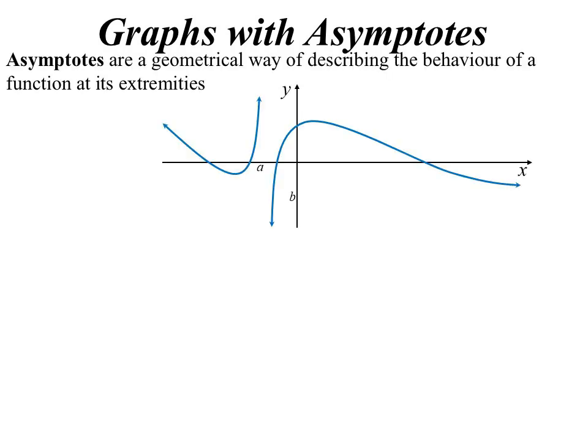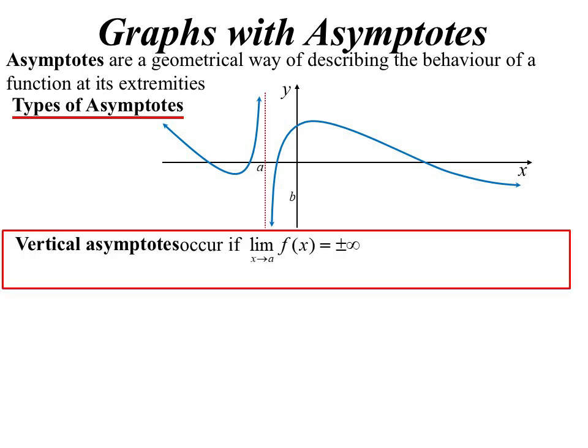Let's talk a bit about asymptotes. Asymptotes describe behaviour of the curve. Now here's a random curve I drew up trying to get as many different types of asymptotes that I could in there. So the different types. Vertical asymptotes, there's one there.